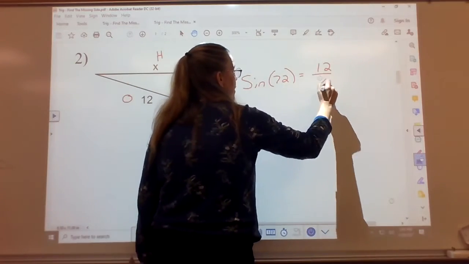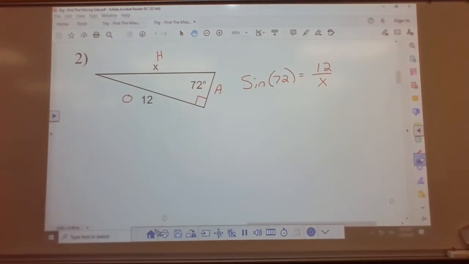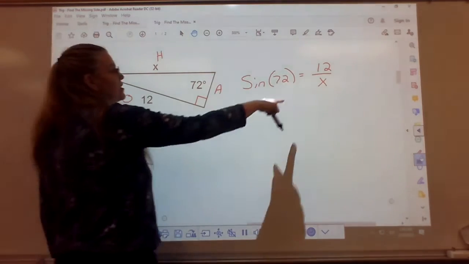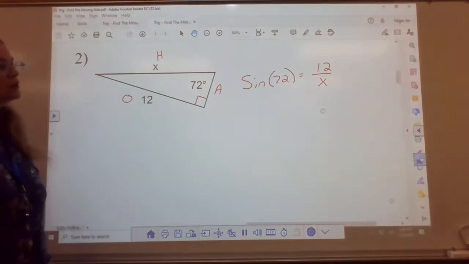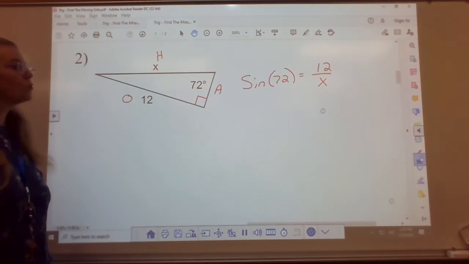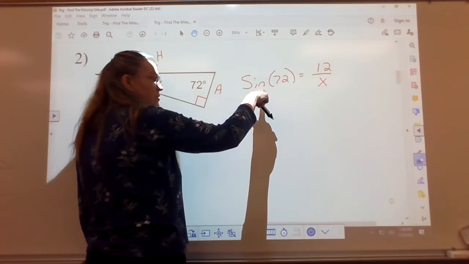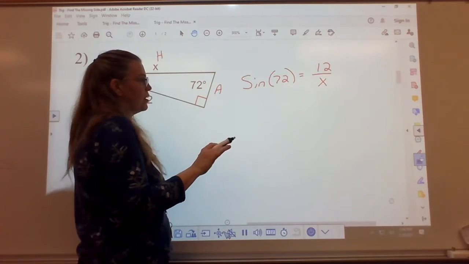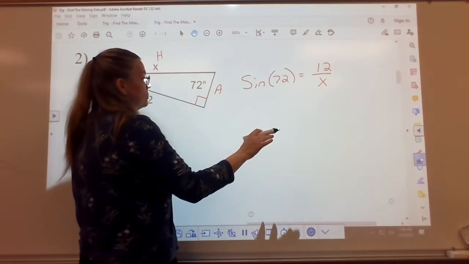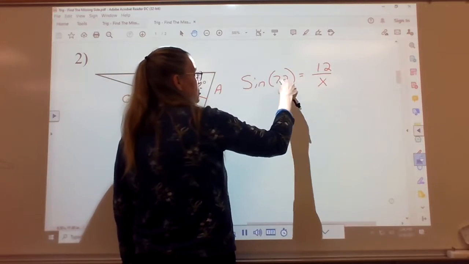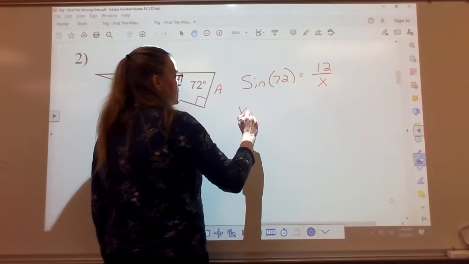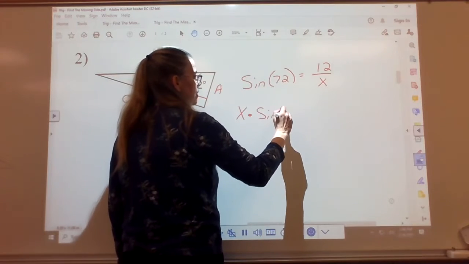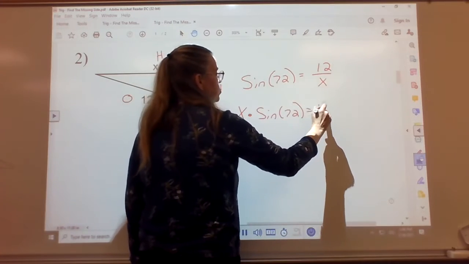12 over x. Now, if you notice, it's a little bit different this time, because last time I had x on top, the number on bottom. This one, the x is on bottom. So what I'm going to end up having to do is, I would still multiply by x. And I was telling the students in class, don't write this down for a moment, and then I'll tell you what to write down. So let me just show you what we're doing, but don't write it down. We're going to multiply these two. So x times sine 72 equals 12.